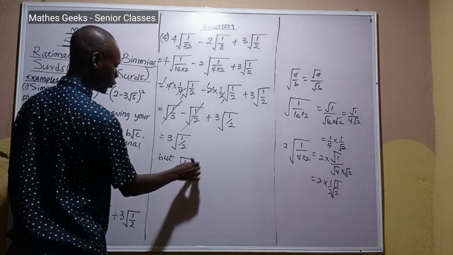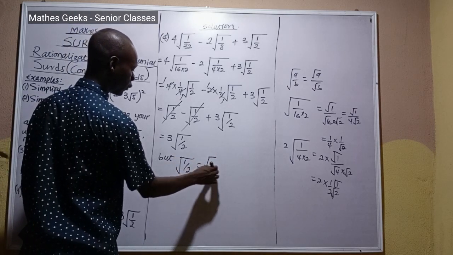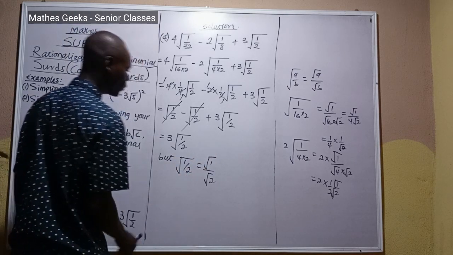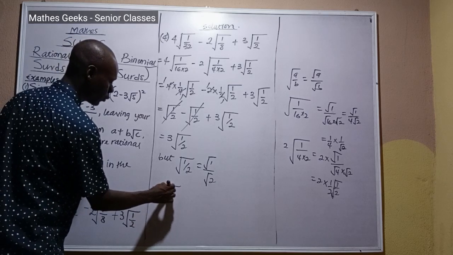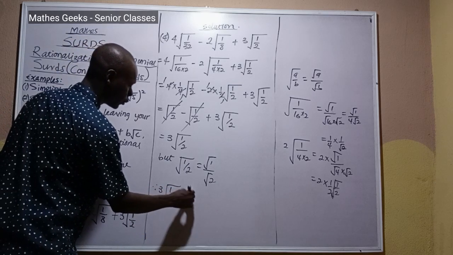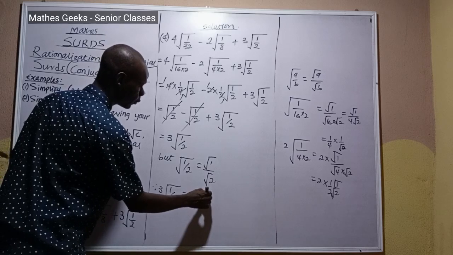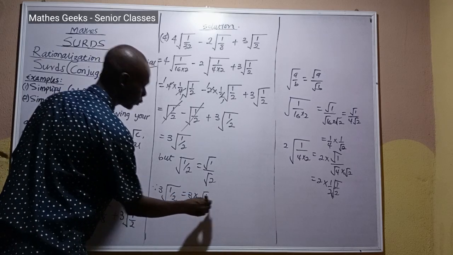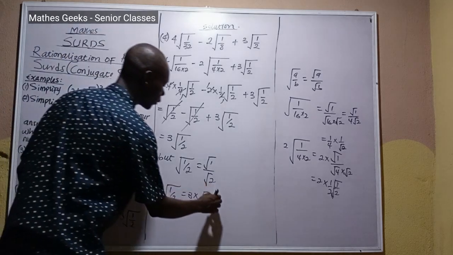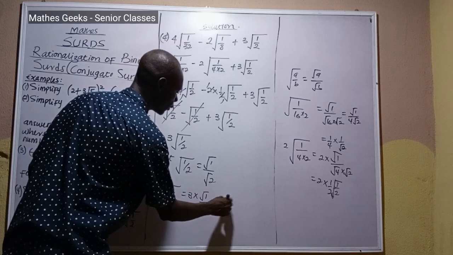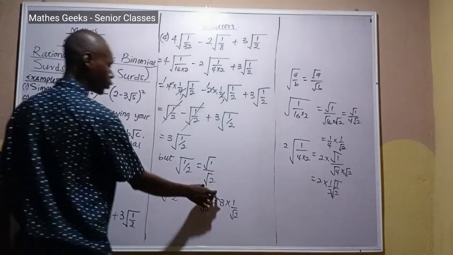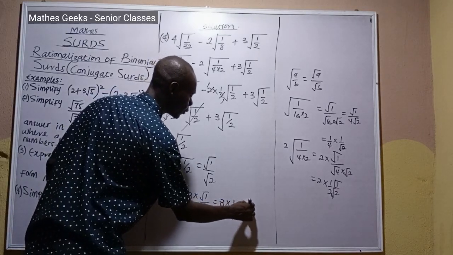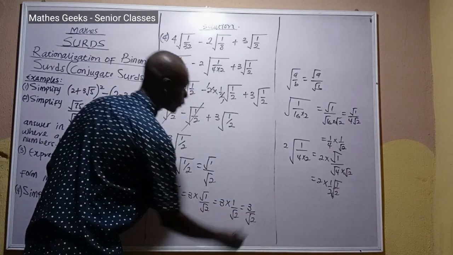Root 1 over 2 is equal to root 1 over root 2. Therefore 3 root 1 over 2 is equal to 3 times root 1 over root 2, where root 1 is equal to 1, so that's 3 times 1 over root 2. Because root 1 is 1, this is equal to 3 over root 2.